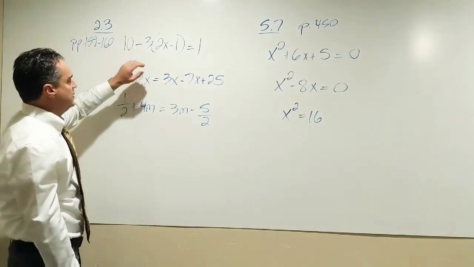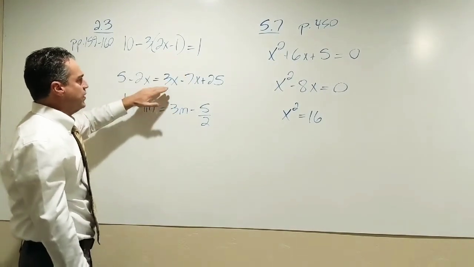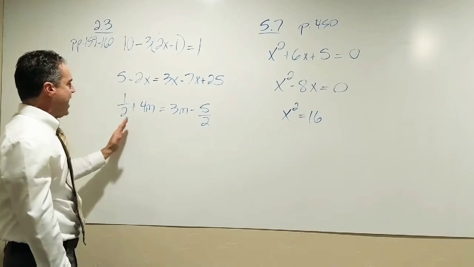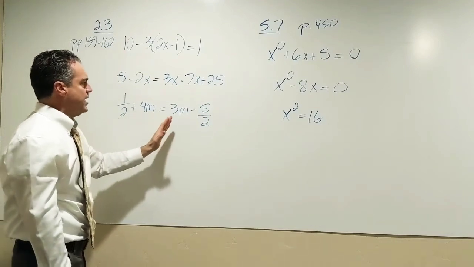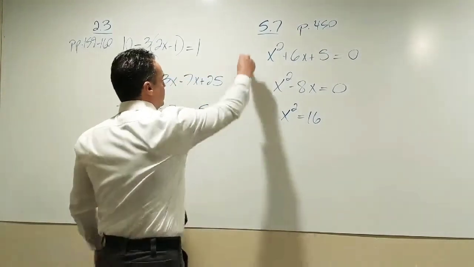10 minus 3 times the quantity of 2x minus 1 equals 1. 5 minus 2x equals 3x minus 7x plus 25. 1 half plus 4m equals 3m minus 5 halves, okay? All of these versus these. What's the big difference here, okay?